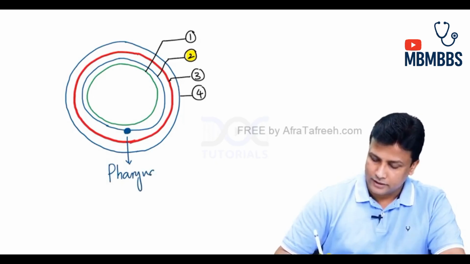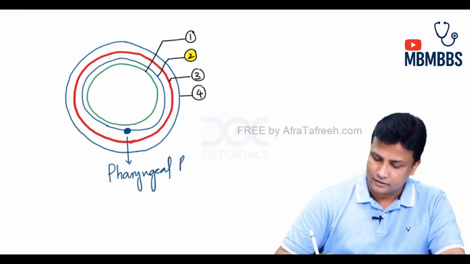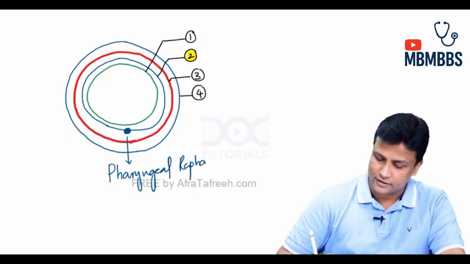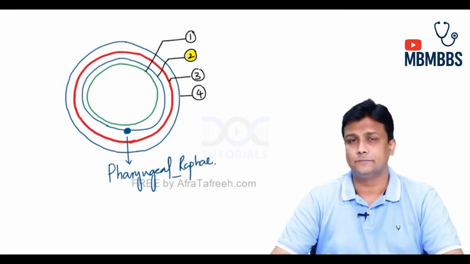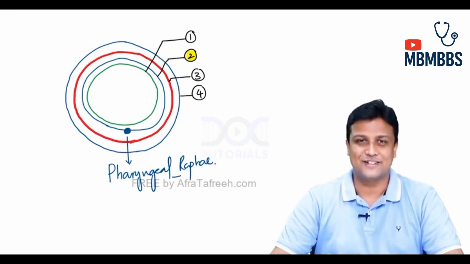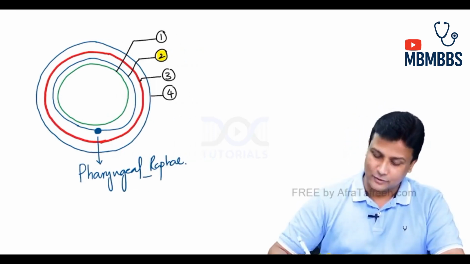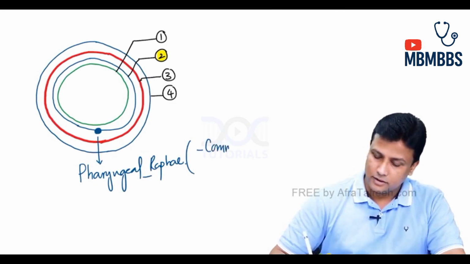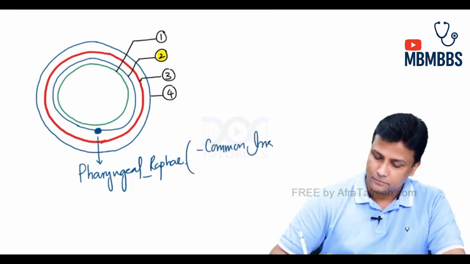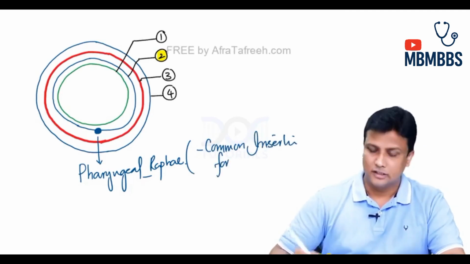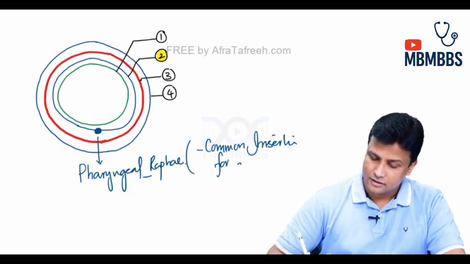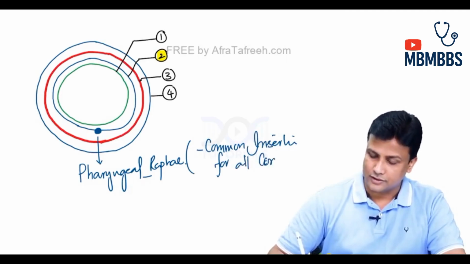And by the way, what is the importance of this pharyngeal raphe? The importance of this pharyngeal raphe is, it is the common insertion for all the constrictor muscles. Okay, let us even write down that one. What is the importance of this pharyngeal raphe, guys? It is the common insertion for superior constrictor, the middle constrictor, as well as inferior constrictor, for all constrictors.